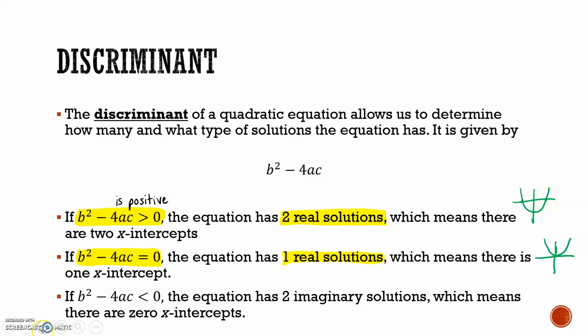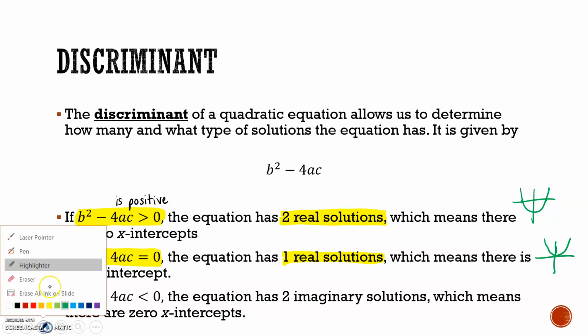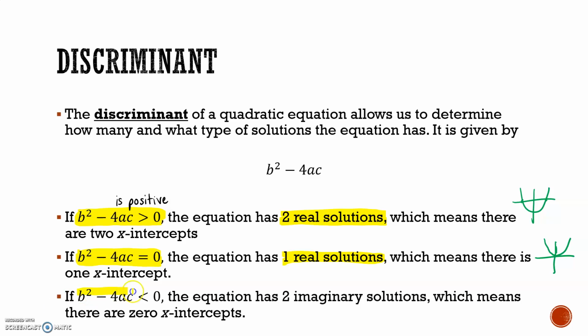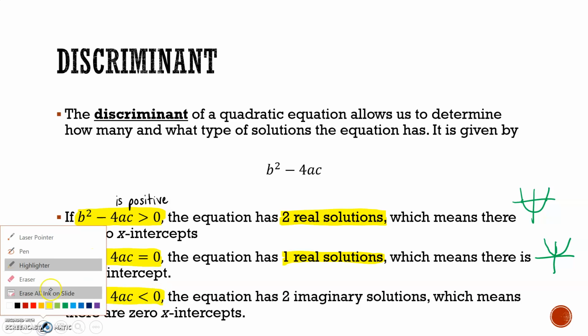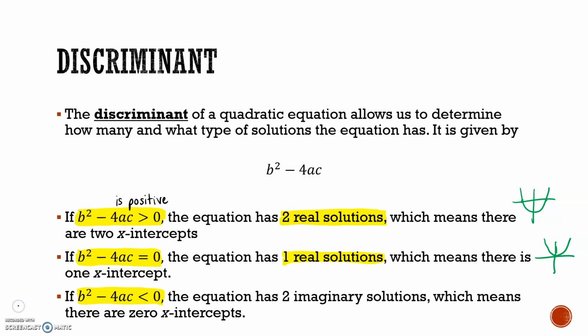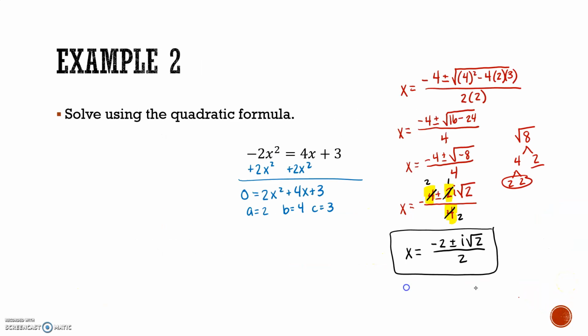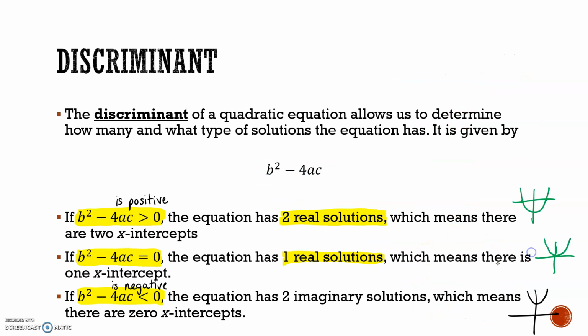And then finally, if b squared minus 4ac is less than 0, what does that mean? It means b squared minus 4ac is negative. If b squared minus 4ac is negative, then that means that there are 2 imaginary solutions. And if we graph it, it would look something like this, where the parabola never crosses the x-axis. This would be a case where there were 2 imaginary solutions.